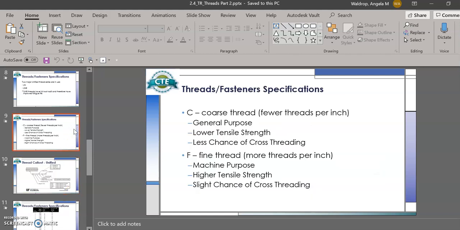Now, each thread classification usually has 2 types of threads. They can have a coarse thread. This is coarse, spelled with an A, not a U, which means there are fewer threads per inch, or they can have a fine thread here, which means that there are more threads per inch. These are noted with the letters C and F as shown after the UN designation. So you would have UNC or UNF.